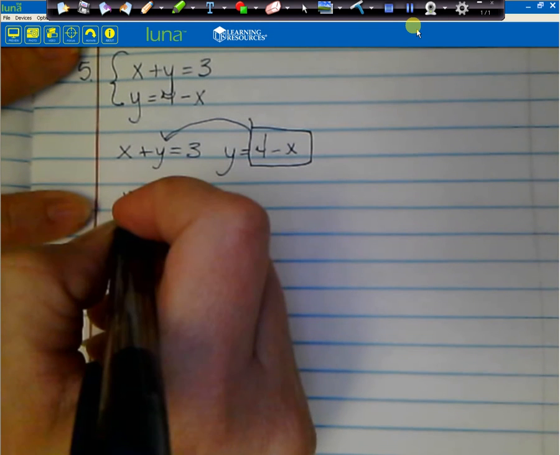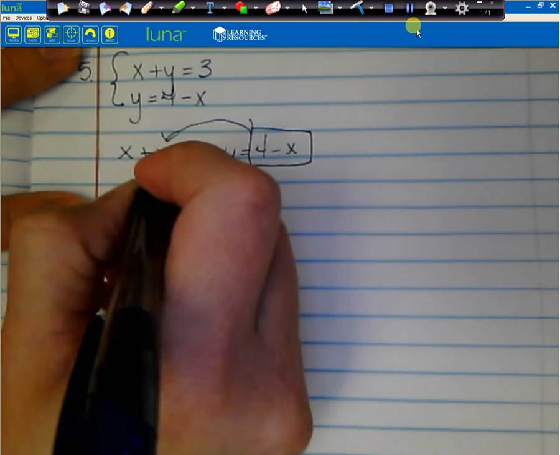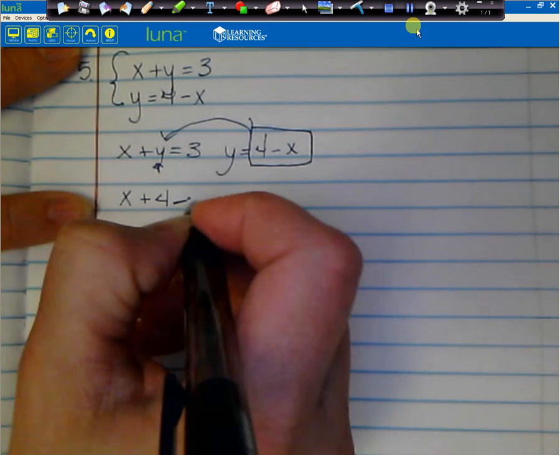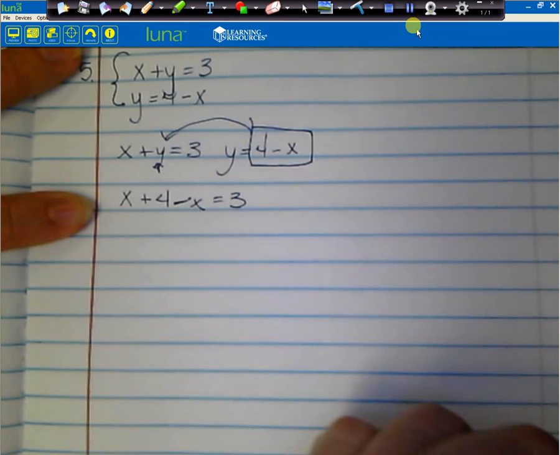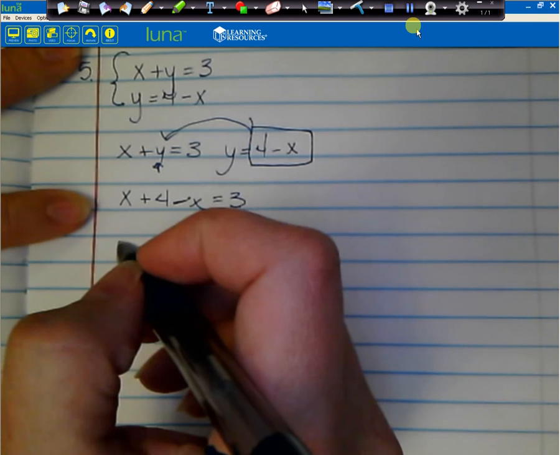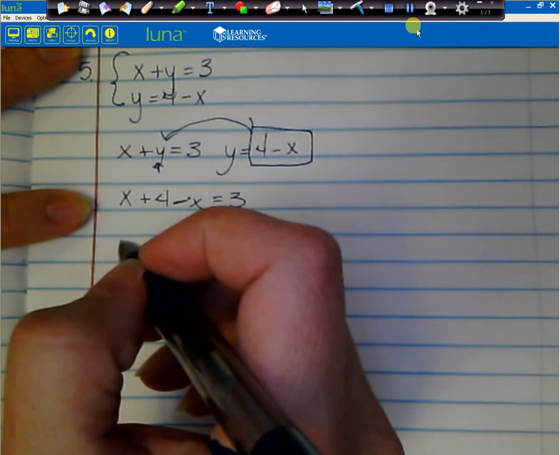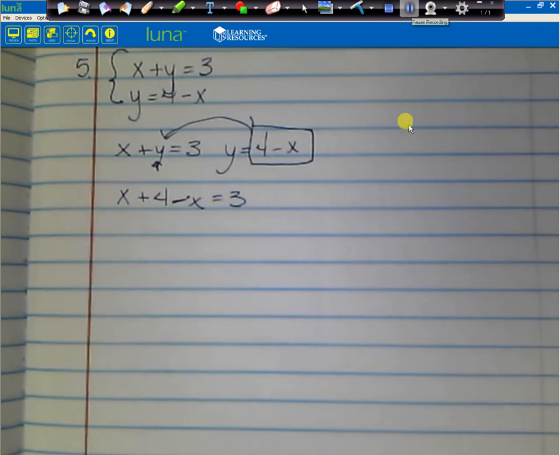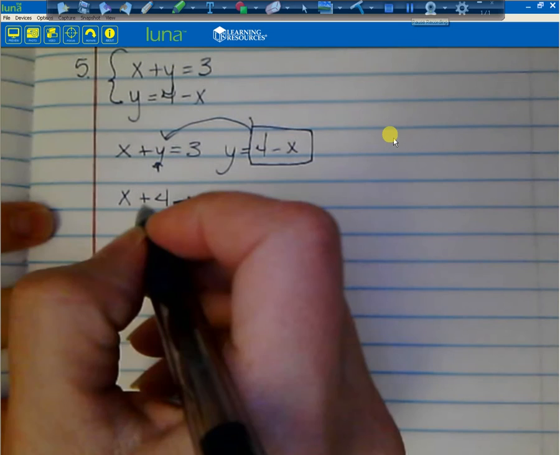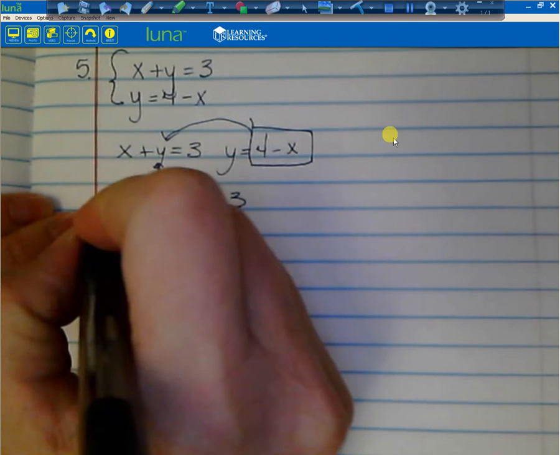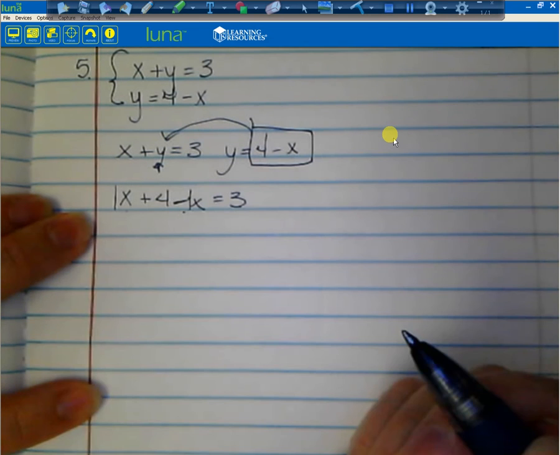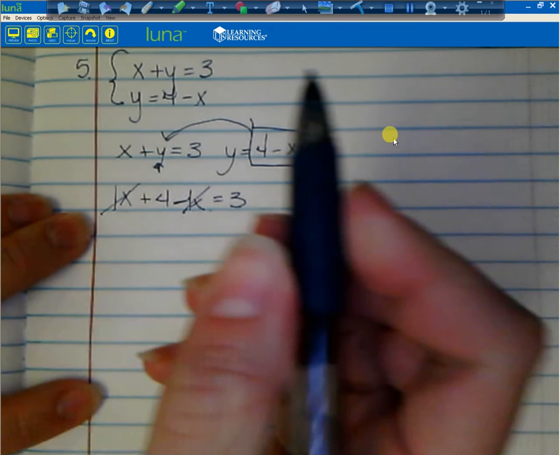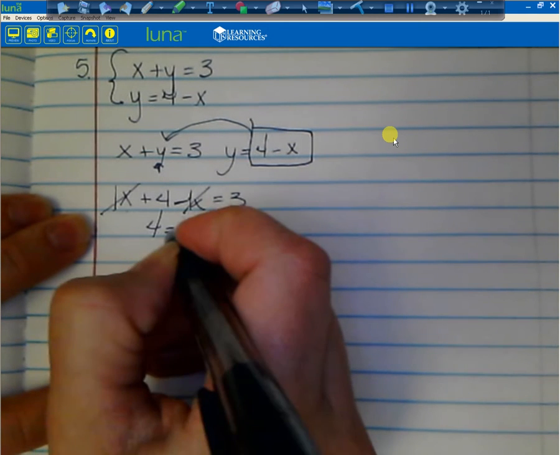It's going to give me x plus, and then I'm plugging in for y here, 4 minus x equals 3. So now I have to solve. If you look here, you have your x's you have to combine. So you have a positive 1x and a negative 1x, and you might notice here that 1 minus 1 equals 0. These actually end up canceling out, and what you're left with is 4 equals 3.